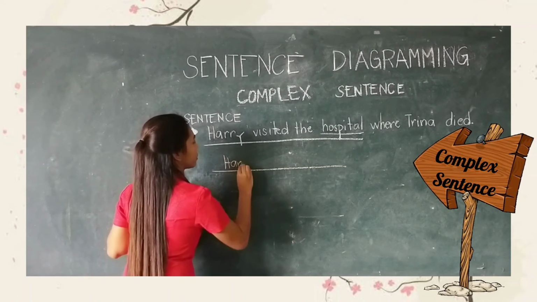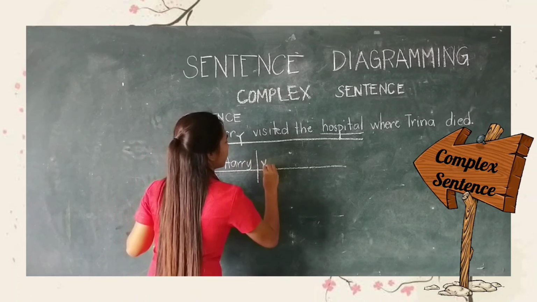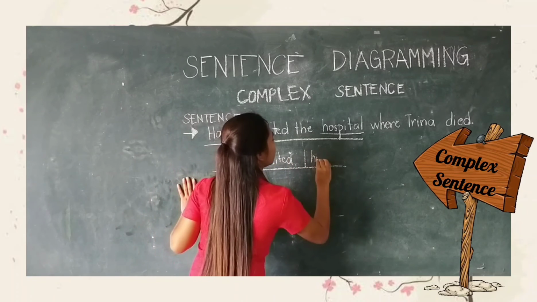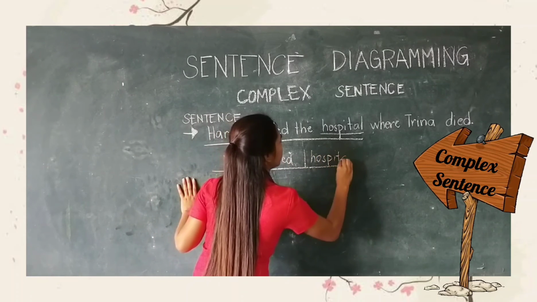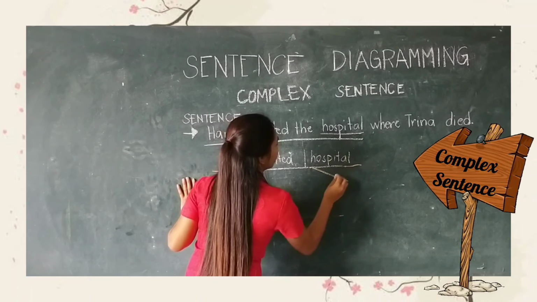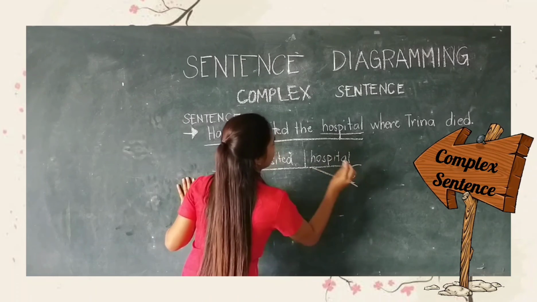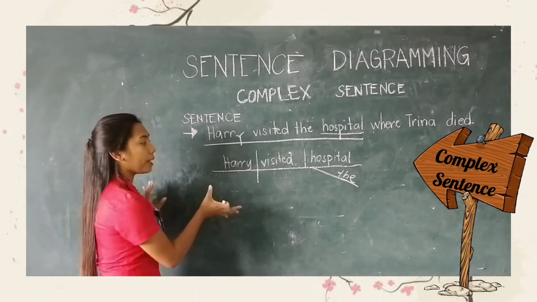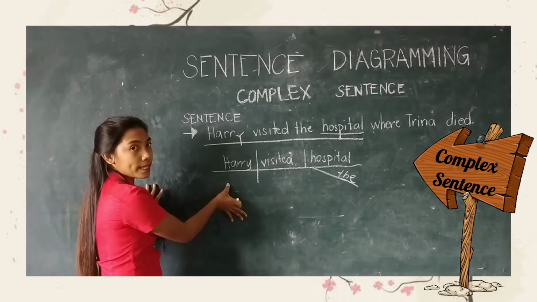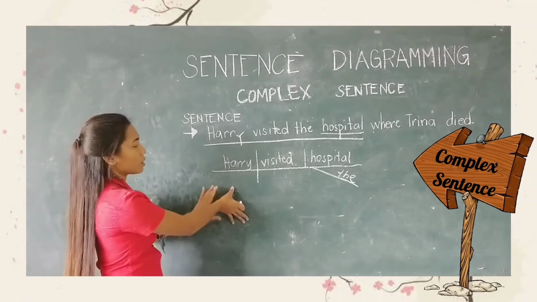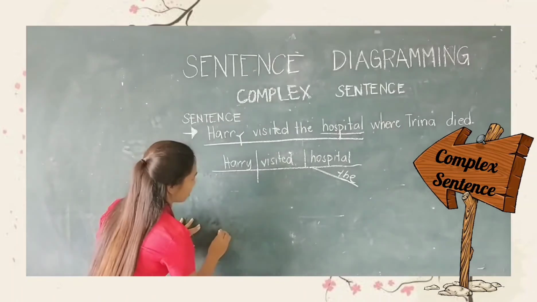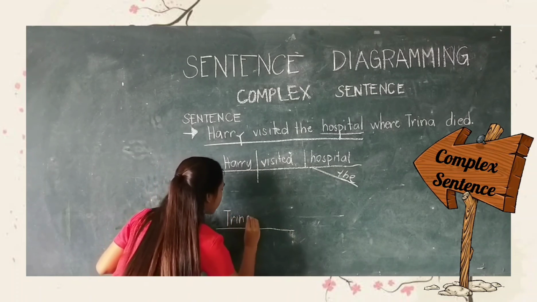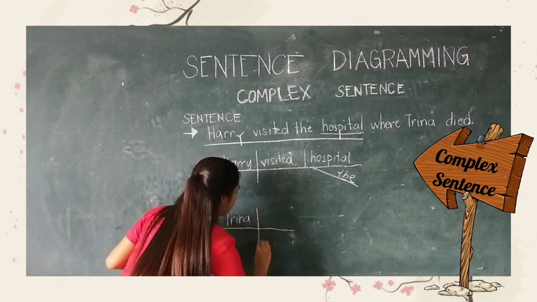Harry visited hospital. So, the next step is to diagram the other clause, but make sure that you will provide a space between the two clauses. So, let us diagram the other clause. Trina died.